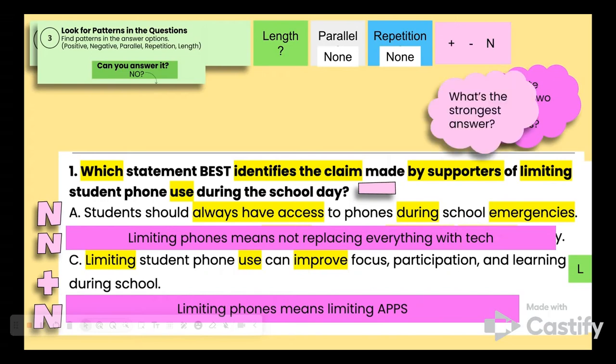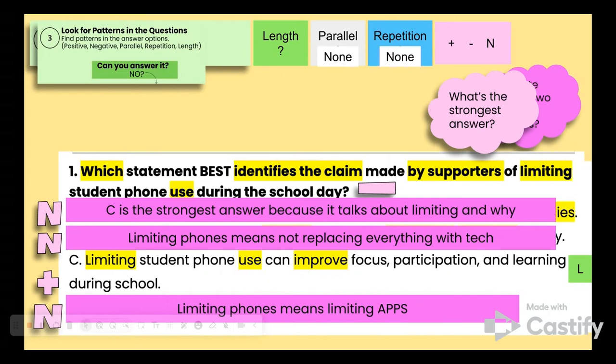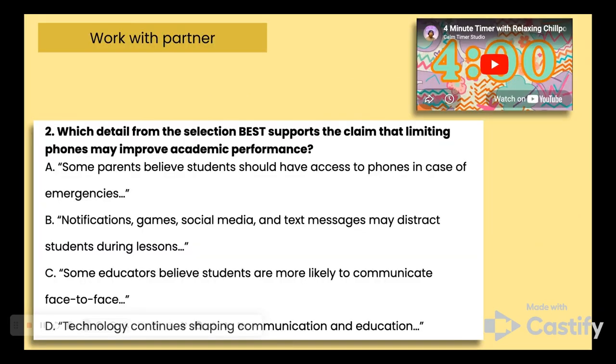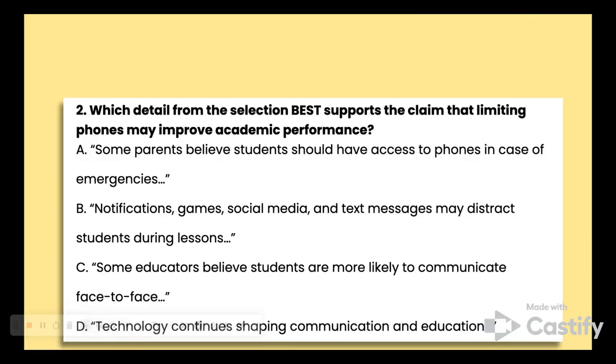What's the strongest answer between these two? Hopefully they say C, because it talks about the limiting, which is what the question wants. Again, we're really trying to get down to the nitty-gritty. We haven't read anything. We're just using the question and the title so far. All right, so now they're going to do one with a partner. 4 minutes to do the question. That is highlighting, pattern seeking, and answering fully if they can.